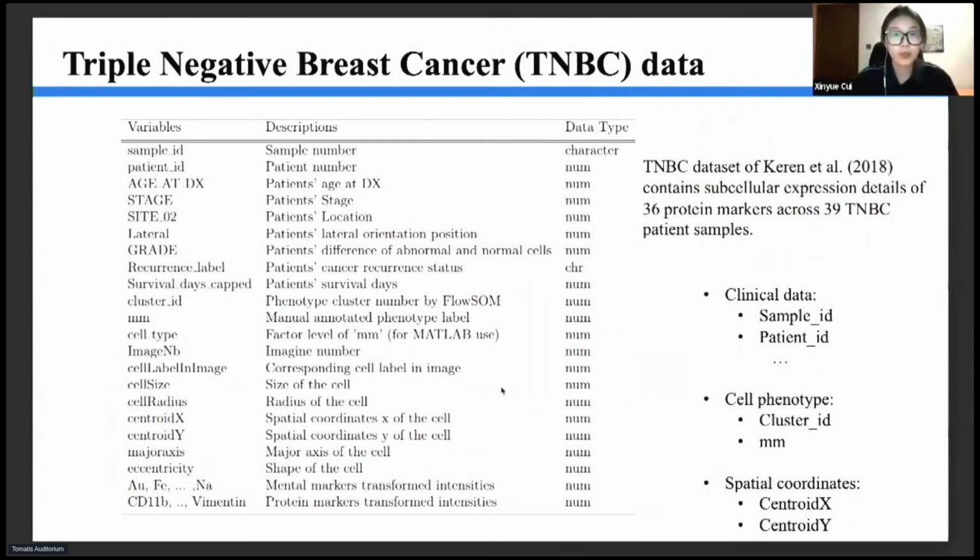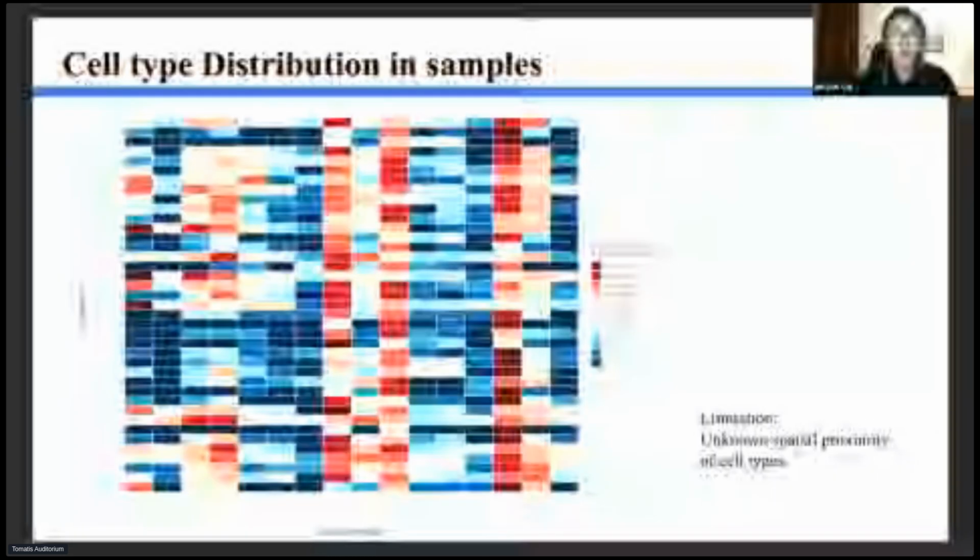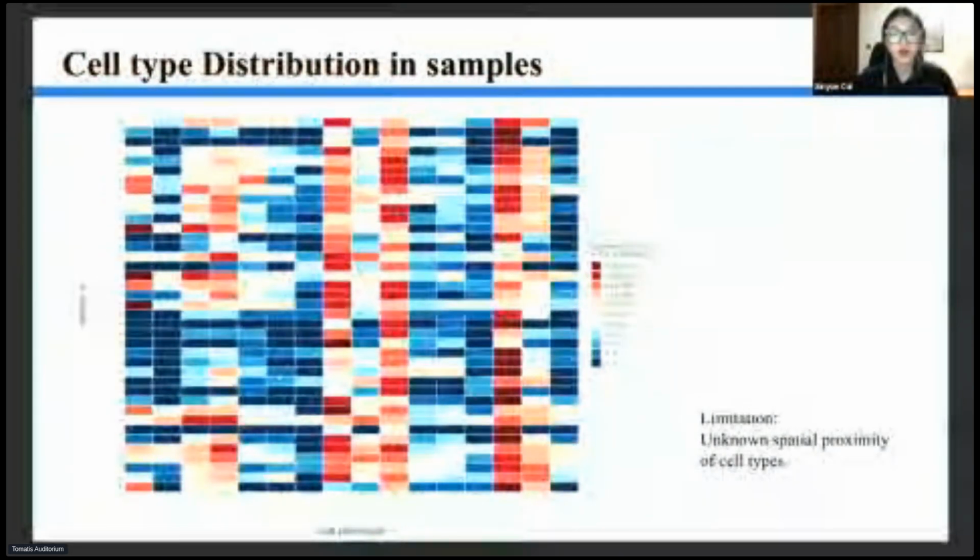And here we visualize the cell type distribution within samples. The heat map shows each sample as a row and each cell type as a column, with color indicating cell type frequencies. This helps us understand which cell types are present and their occurrences. However, this visualization does not show the spatial proximity of cell types, meaning we cannot determine whether other cells are close to or far from the tumor cells.